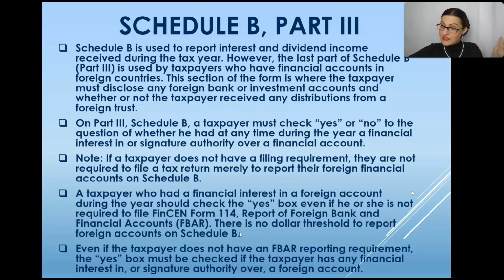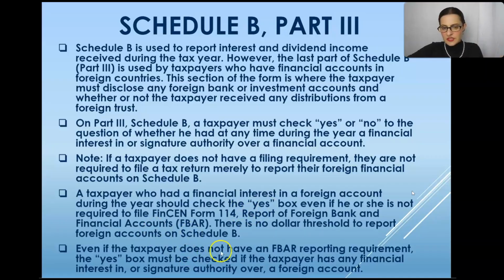But if I file my tax return, I have to check yes on the Schedule B that I have a foreign financial account. And that's true even if it's not my money. That's true even if it's just like a joint account and it's not my money, or if I just have signature authority over that account. Let's say it's my parents' account or my in-laws' account, and I just have signature authority over that account and it's not my money. I would still have to report it on Schedule B. I'd have to check yes.